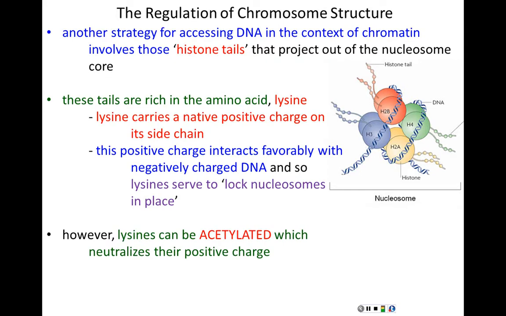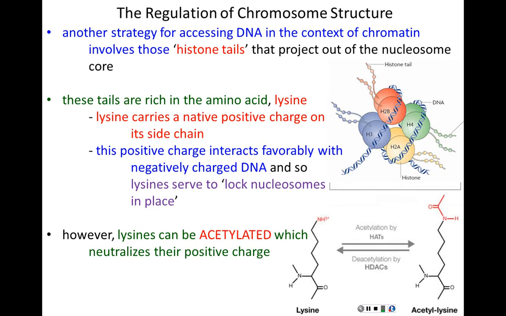However, lysines can be acetylated, and that's just a chemical term meaning that an acetyl group is added to the end of the lysine. When lysines are acetylated, that positive charge is neutralized, and that's shown here. This is normal lysine. Here's the amino acid itself, and here's the side chain, and at the very end of that side chain, there's a positively charged amino group. This positive charge interacts favorably with negative DNA. However, we can acetylate that lysine, and by adding this acetyl group, we remove that positive charge.